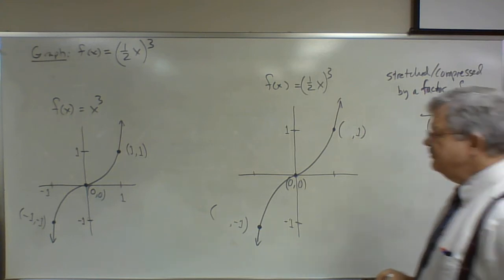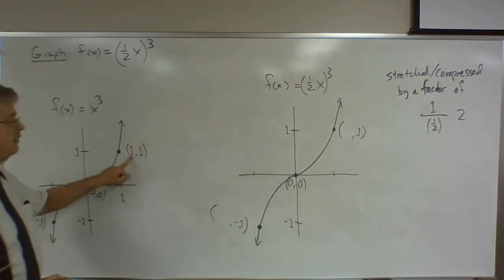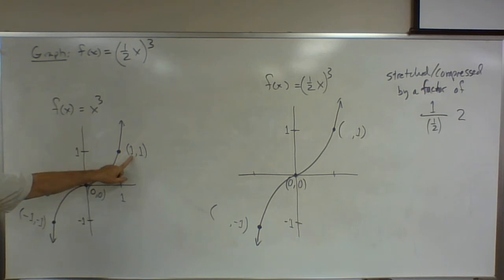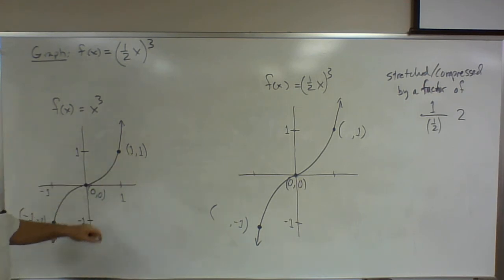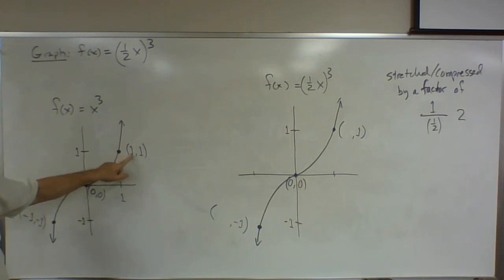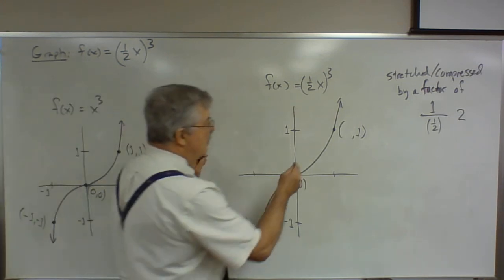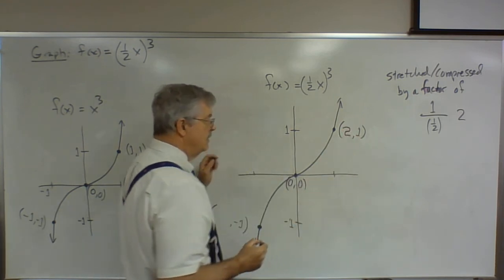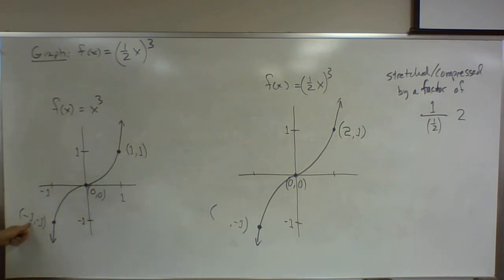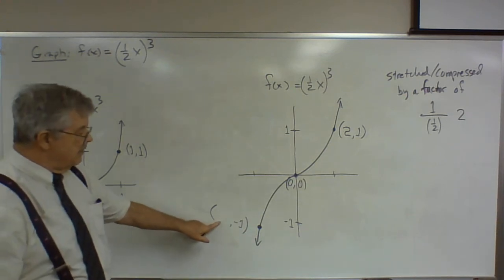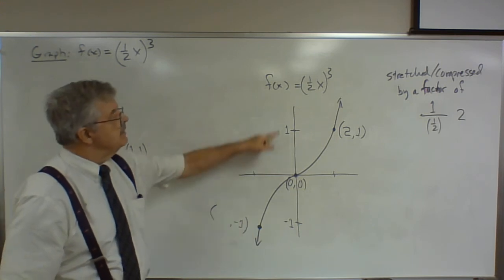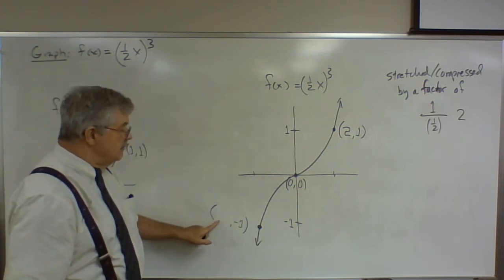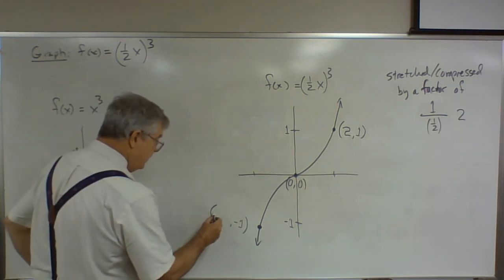So apparently, I take the x coordinates in my reference function and multiply them by 2. The x coordinate of this point is 1. So the x coordinate in the corresponding point over here should be 2 times 1. The x coordinate of this point in the original graph, or the reference graph, is -1. So the x coordinate of the corresponding point in this graph should be 2 times -1, or -2.